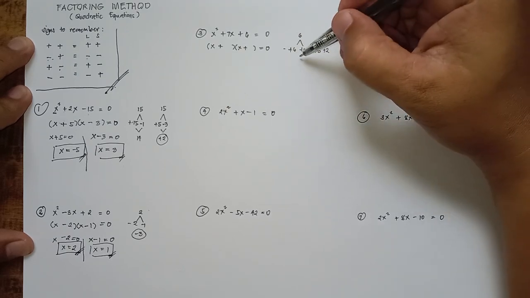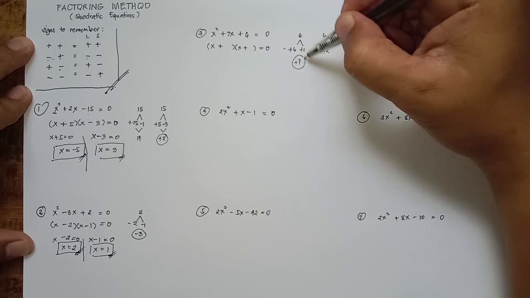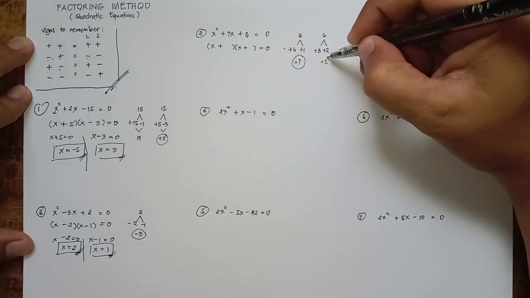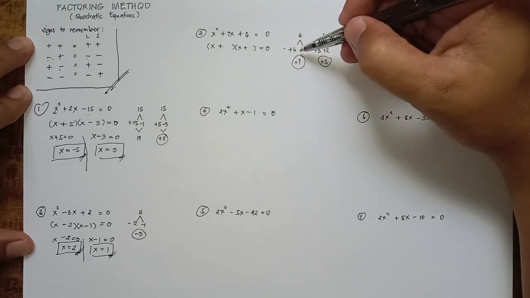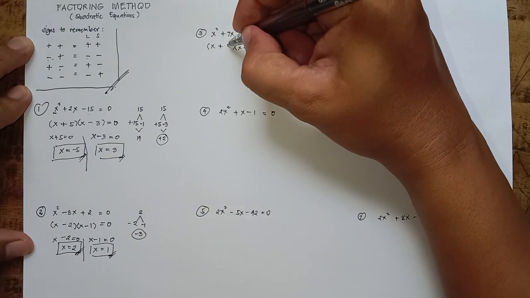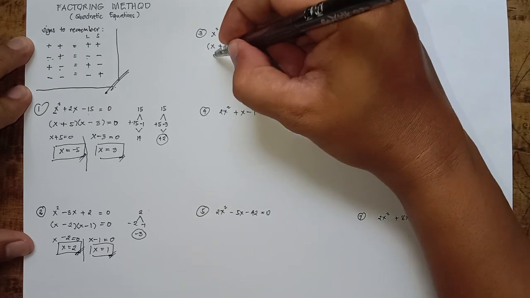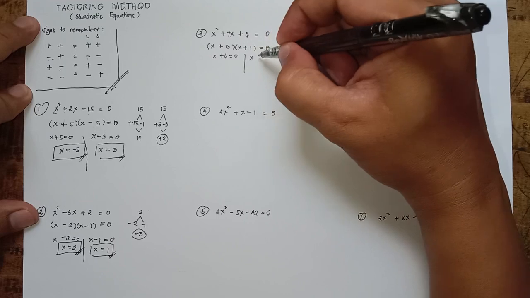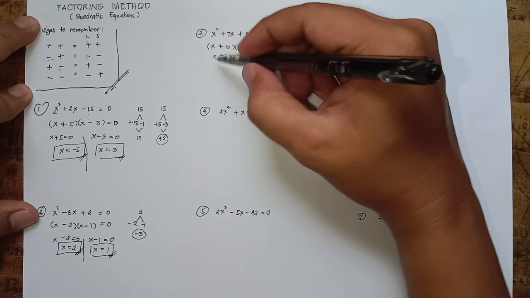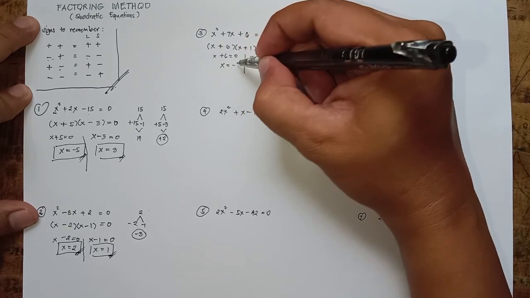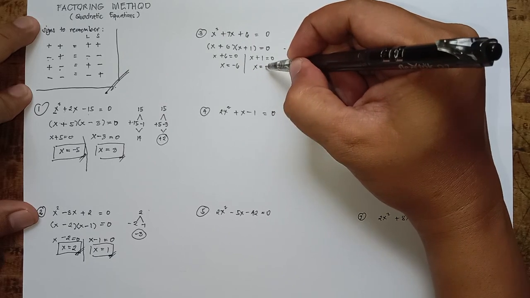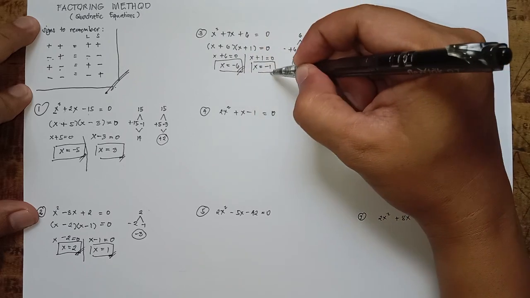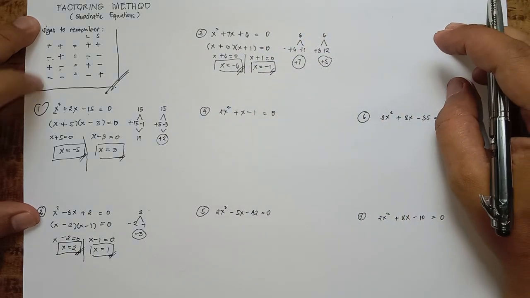If we get the sum of this one, that is equal to positive 5, but the given equation needs positive 7. So therefore we will use the factors 6 and 1. So that is x plus 6 should be equated to 0 and x plus 1 is equal to 0. So x is equal to negative 6 and x is equal to negative 1. So the roots are negative 6 and negative 1.